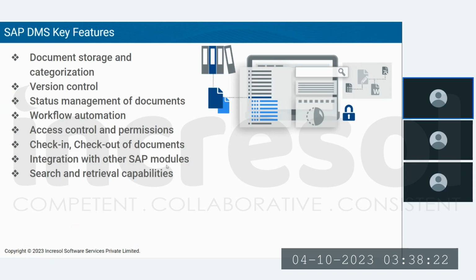And search and retrieval capabilities. If you want to search a document, it's hard for you to remember the document number and go there and search it, right? With the name or some keywords also, you can search. That mechanism is also available as part of SAP DMS.